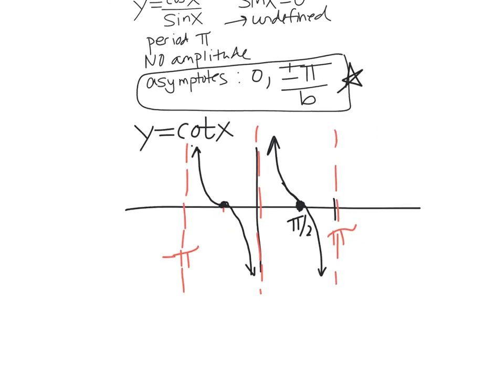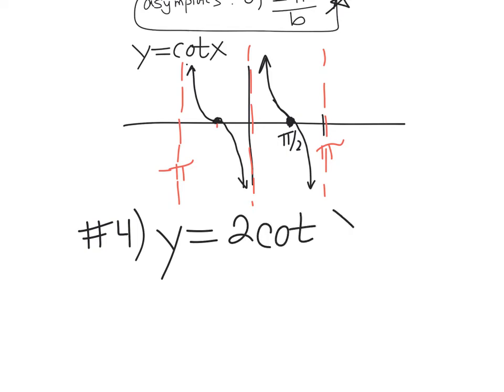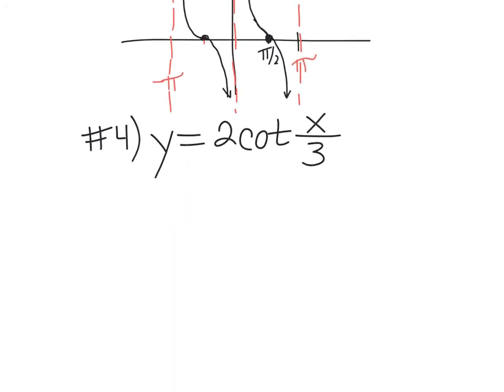So let's do some fun ones. My kind of fun, not yours. Here we go. Y equals 2 cotangent of x over 3. We don't like to do thirds a lot, but with cotangent and tangent, it's not as bad as sine and cosine would be. So y equals 2 cotangent x over 3.